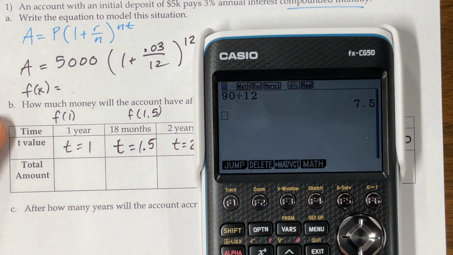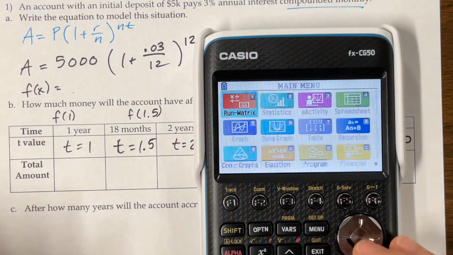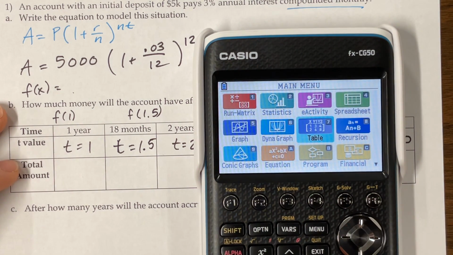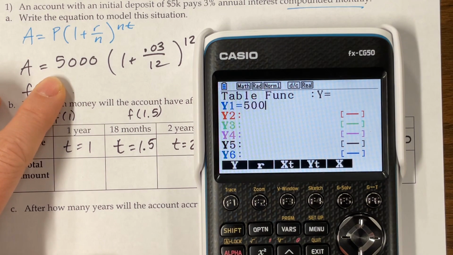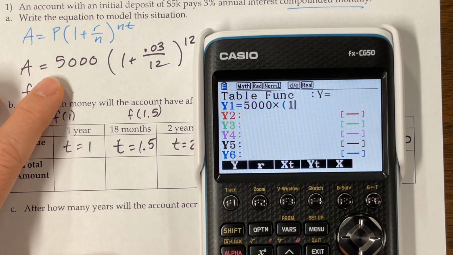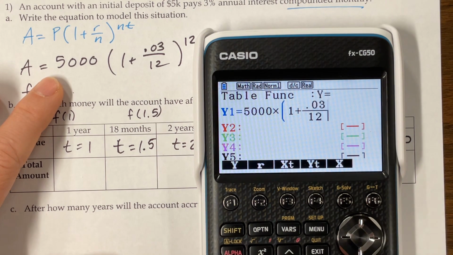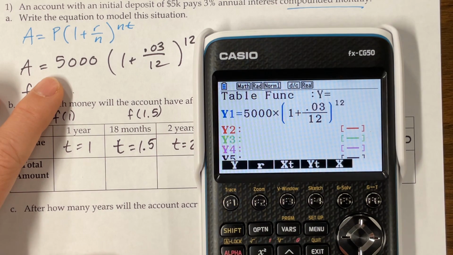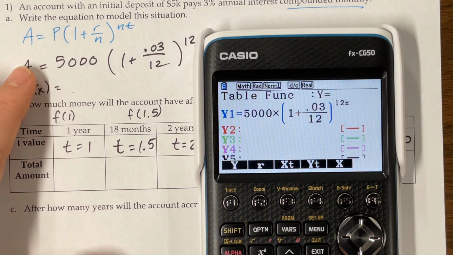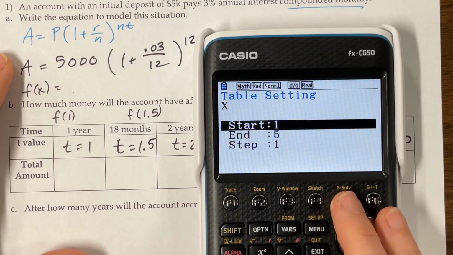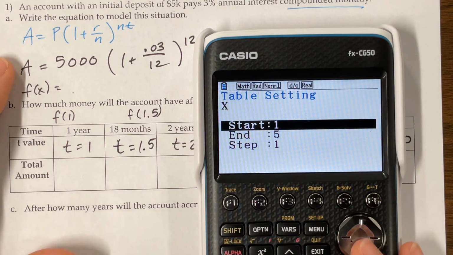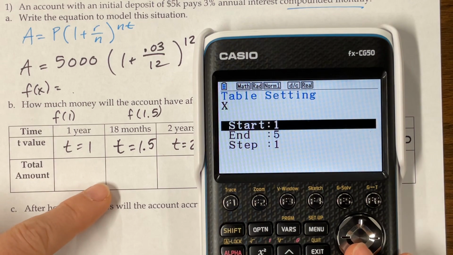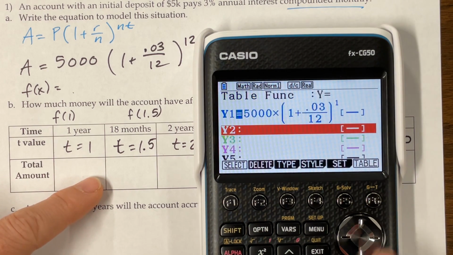I chose to do this where you can see my hands, and that means we're going to use the calculator. So what I will do is come to the table and type in this equation, 5,000 times 1 plus 0.03 divided by 12. I prefer this, 1.03 divided by 12, and then I'm raising this to the 12x power. Okay, so here is my function. I can set the table and tell it where I want it to start and stop, but I'm gonna have to override some of these. So I'll probably just ignore that and go to the table.